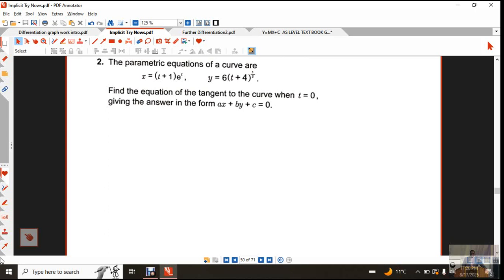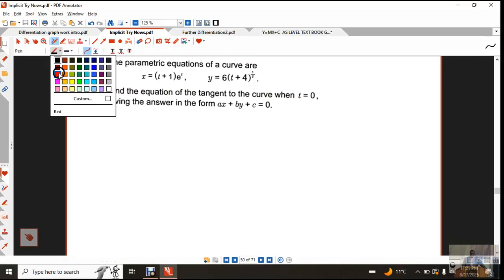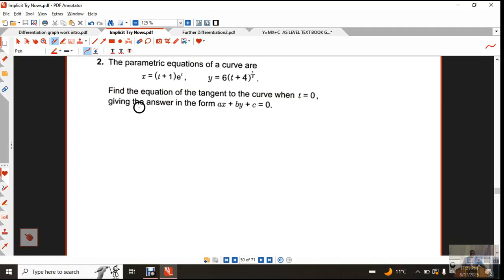Hi, welcome to question 2 of Try Now 39. I think that is on page 508 in your Y equals mx plus c textbook. If you don't have the textbook, I think you can just as well follow.